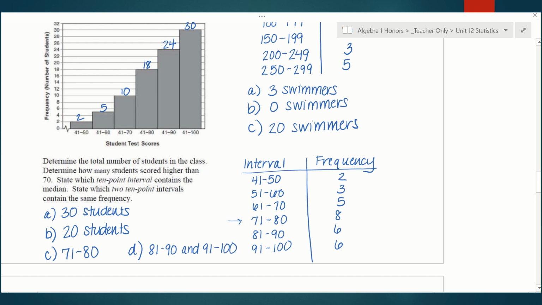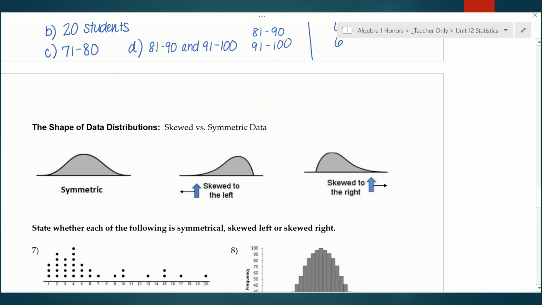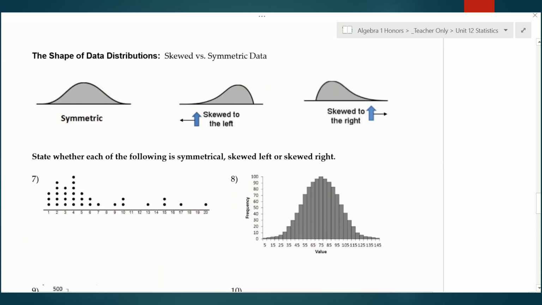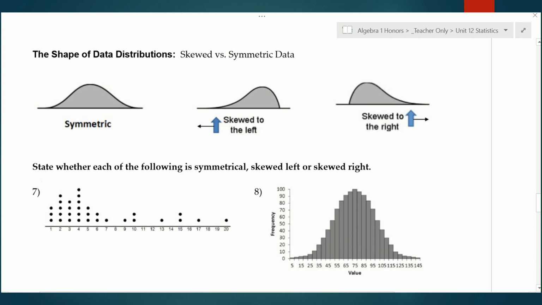All right, awesome. Now, the last thing we're going to do in this lesson, and I know this is a long lesson, so thanks for sticking with me here, is talk about the shape of data. This is something that you will get into more in later math courses, but it's something that we talked a little bit about last year in 7th grade.